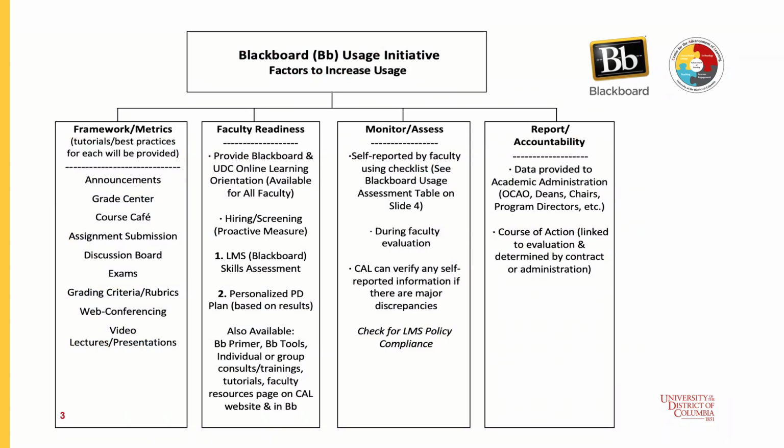This chart highlights factors that can contribute to usage increase in Blackboard. The first metrics have been identified, and they include putting announcements in Blackboard. The recommendation is at least one announcement per week, and then as much as needed for important reminders and any course modifications. Using the Grade Center to record and calculate the grades.